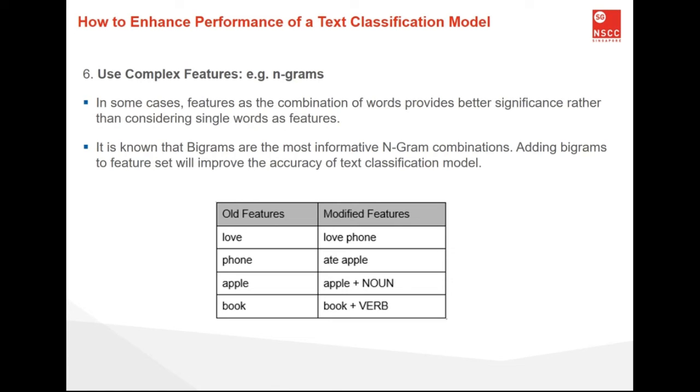Similarly, considering part of speech tags combined with words or n-grams will give an extra set of feature space, and also increase the classification model performance. For example, it is better to train a model such that the word book, when used as a noun, means a book of pages, and when used as a verb, means to book a ticket or something else.